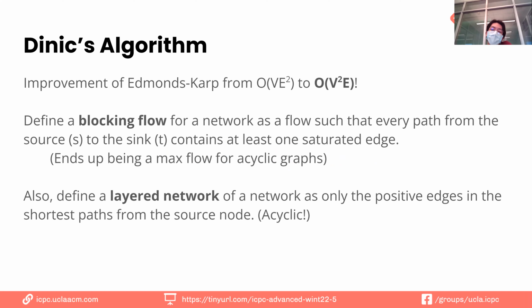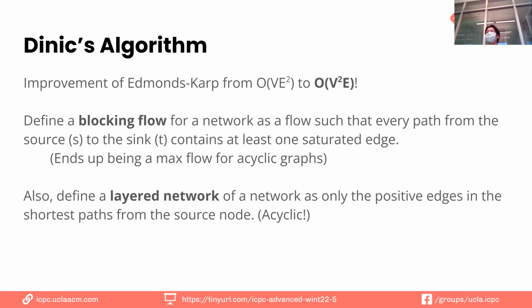It's pretty cool. So we have to define more stuff for this algorithm. So let's get into it. A blocking flow is a flow. So a flow is not just one path, right? We talked about it before. There's a flow and there's a path. A flow can be a single path that's saturated or has one edge that's saturated, but it can also be a collection of paths.